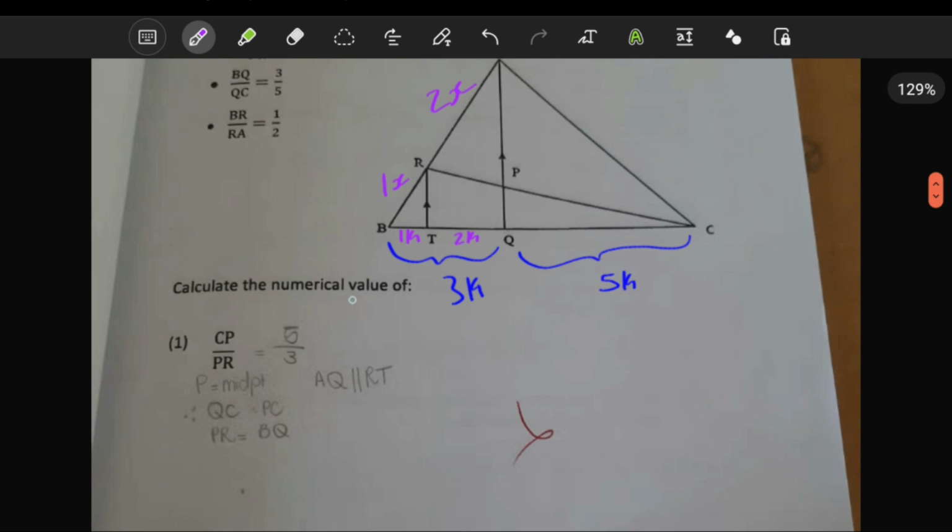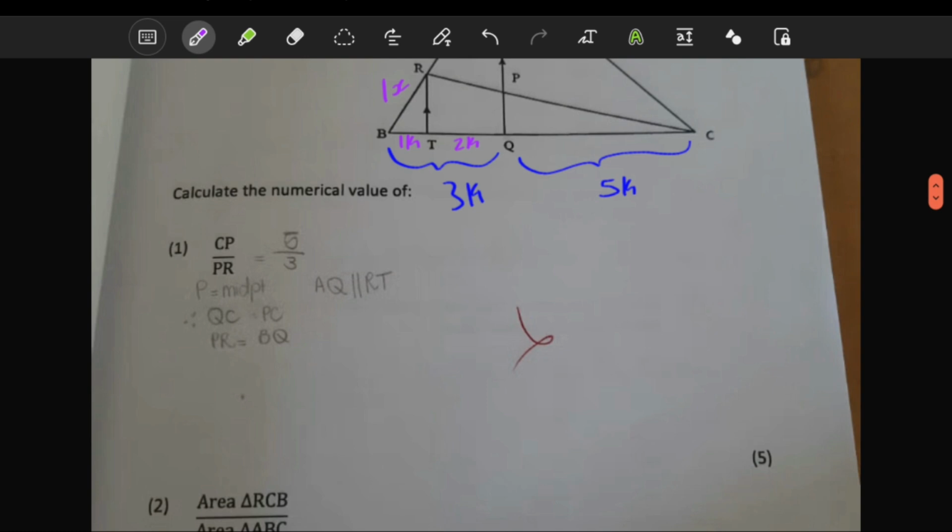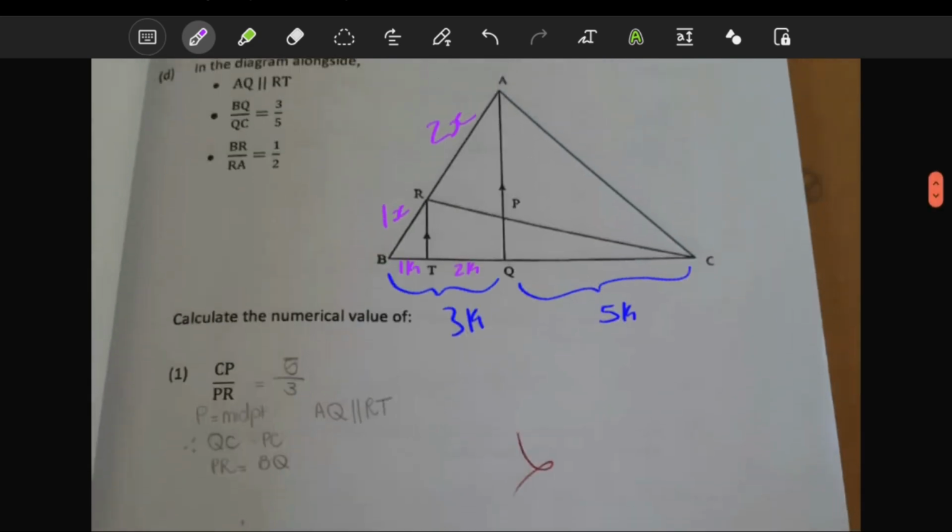Anyways, here the first question says calculate the numerical value of CP over RP. So where is CP over RP? CP over PR. Well, this one is actually kind of easy now, because if you look at it, whoa, out of 5, what? Well, I guess it's out of 5 because you kind of need to show that you know this, you see. So here we can just say BR over RA is equal to BT over TQ, which is equal to 1 over 2.